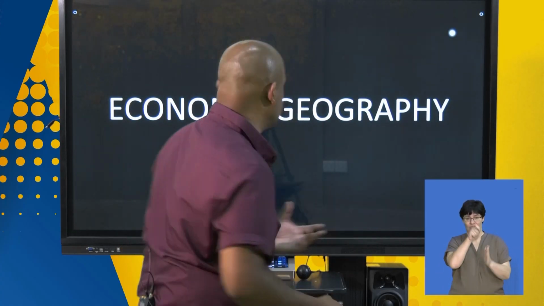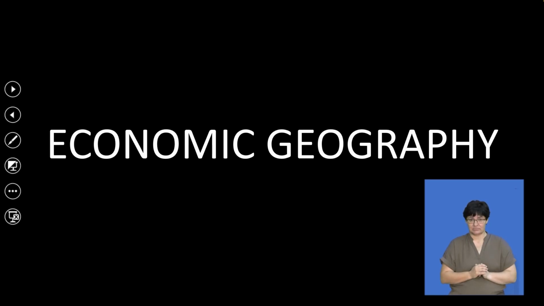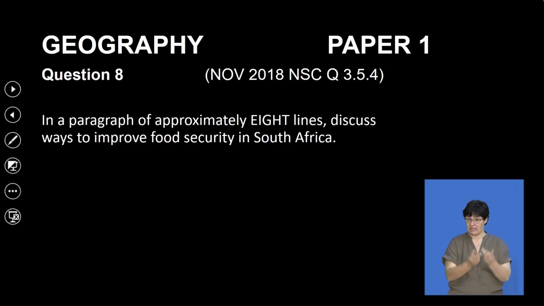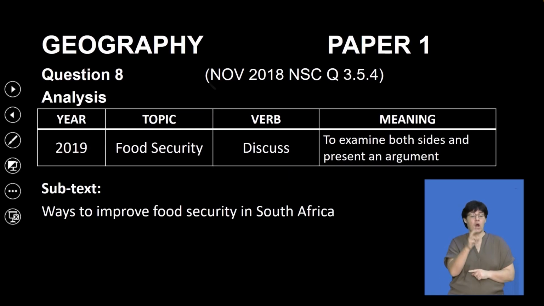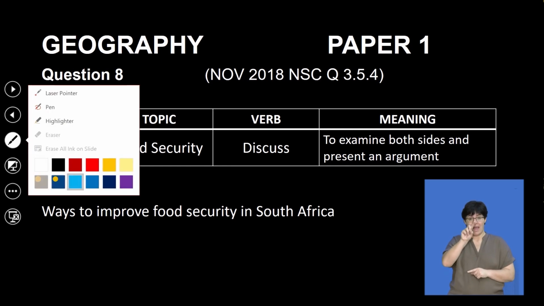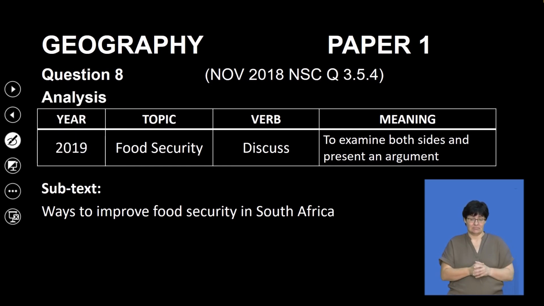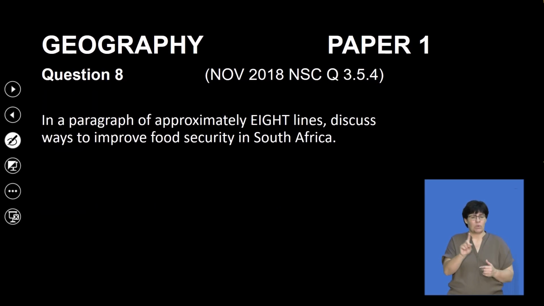Let's look at why and how you can improve in terms of your writing skills. So, economic geography, and in this example, we're looking at the November 2018 examination, and with this examination, you had question 354. And what did it deal with? I'm just going to go back to the question.